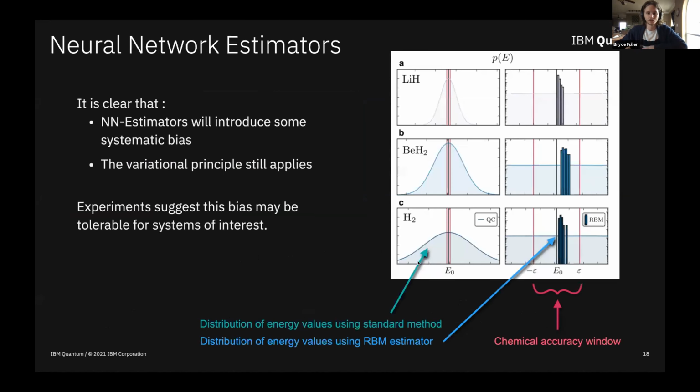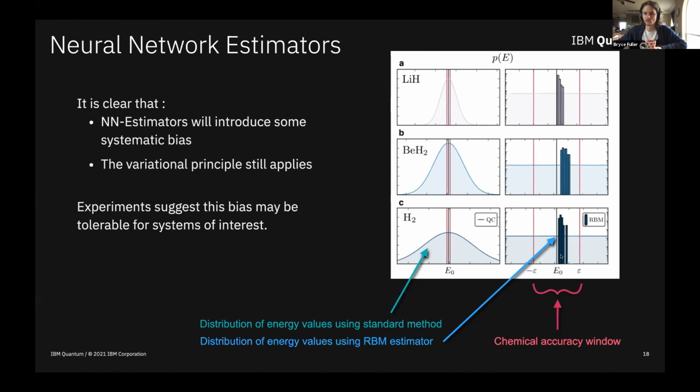Okay. So again, this is still covering neural network estimators. This is older results, but what this picture is showing is essentially that we would expect your neural network to incur some systematic bias, but the variational principle does still apply. So you can still consider the energy estimates you get out as upper bounds. What this picture is really showing is the bias-variance trade-off that you're incurring. You can see this little red window corresponds to the window of chemical accuracy. This sloping distribution is the distribution of energy values you might reach using the standard direct measurement, or direct averaging as I would call it.